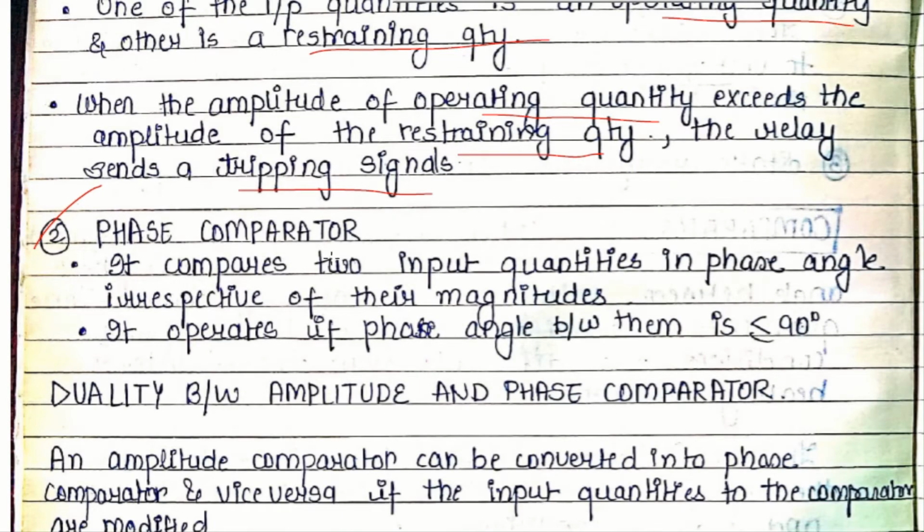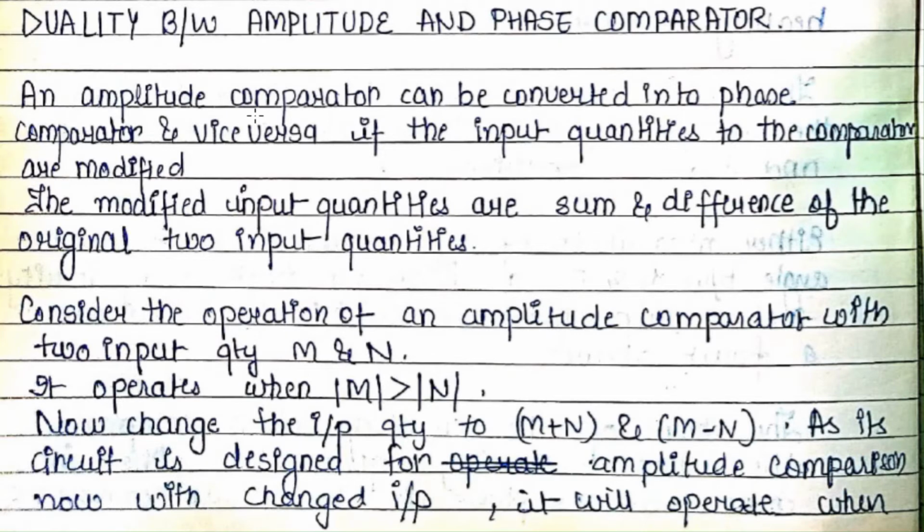Whereas in phase comparator, the two input quantities are compared in phase angle irrespective of their magnitude. It operates if the phase angle between them is less than or equal to 90 degrees. Thus, with the help of these, we judge whether a condition occurring in our system is faulty or healthy. Now, moving on to the duality between the amplitude and the phase comparator.